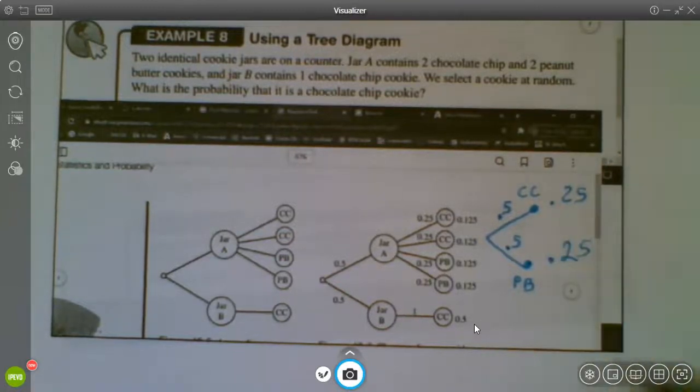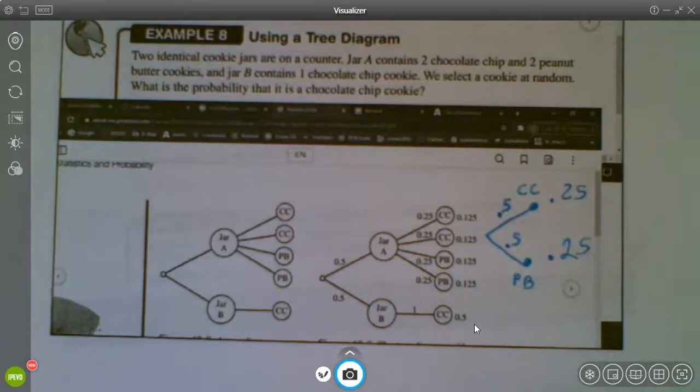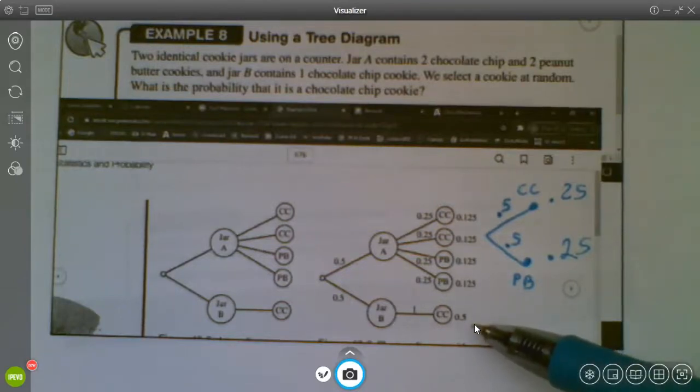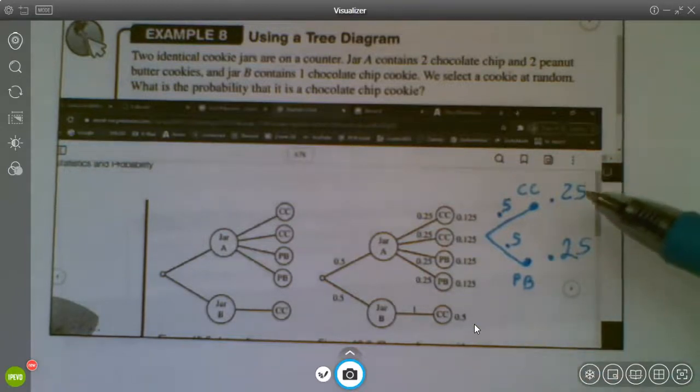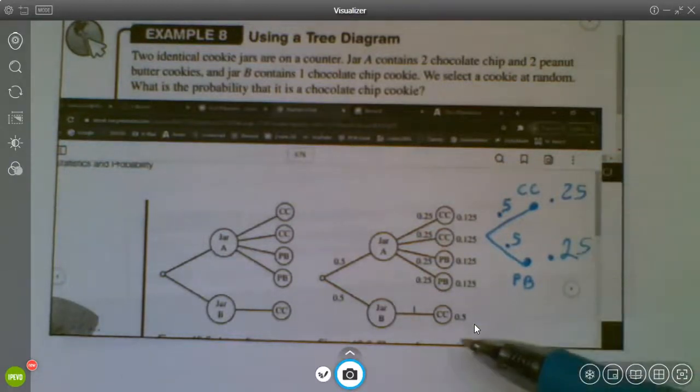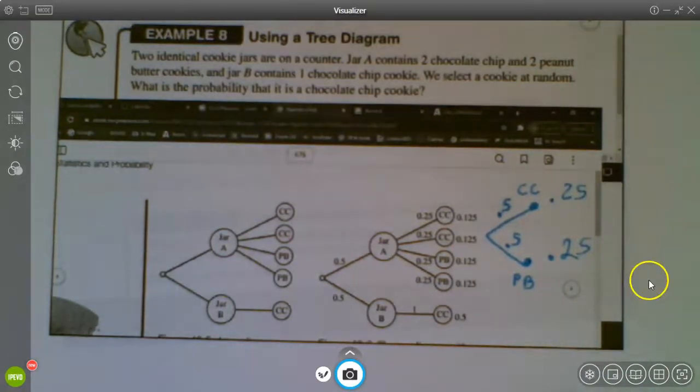And so I would have had 3 items in my sample space, right? So I would have had chocolate chip from jar A, peanut butter from jar A, chocolate chip from jar B. Those are the 3 potential results that you could get. And if you add those 3 decimals together, they add up to 1. So we know we're in good shape. So that's really the way I would have done it.